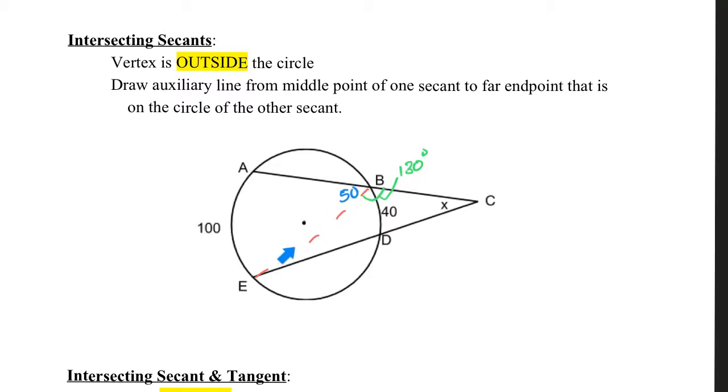Now I need to worry about BED, which cuts off this arc right here, BD, which is 40. So therefore this guy is half of that, which is 20. So this guy over here is 20 degrees. Now I can easily find x because I found the other two angles of my triangle, using the triangle sum theorem, which states that I've got to take 180 minus 130 plus 20, which is 180 minus 150, which equals 30 degrees. There you go.